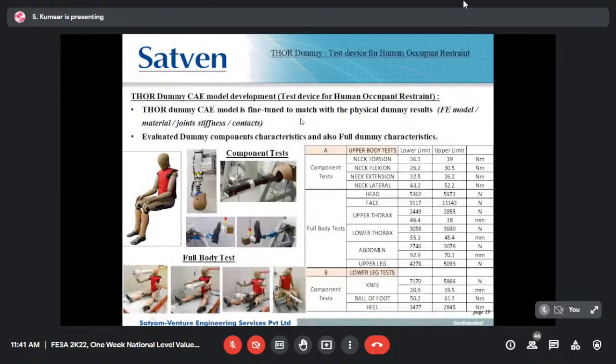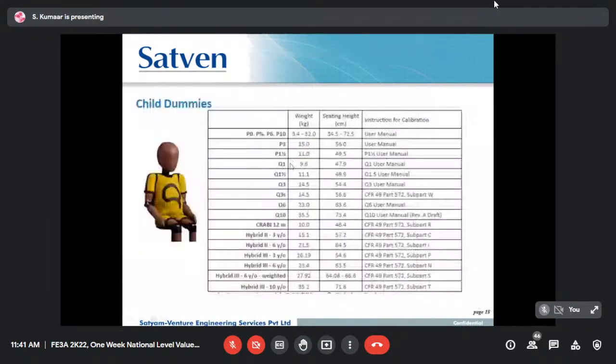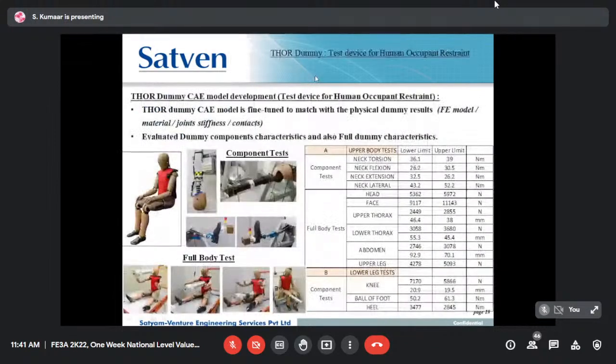So next we'll move to the THOR dummy. Till now we have seen only the hybrid. Now we are going to see the THOR dummy. As I shared earlier, we can measure more responses in the THOR, and it has more flexibility also. So we are using the THOR dummy also, based on the regulations or the NCAP.